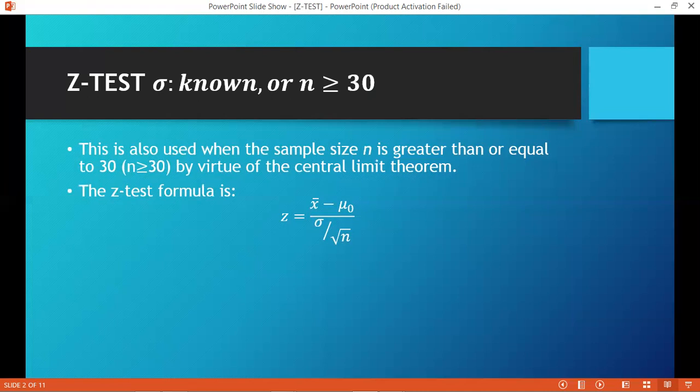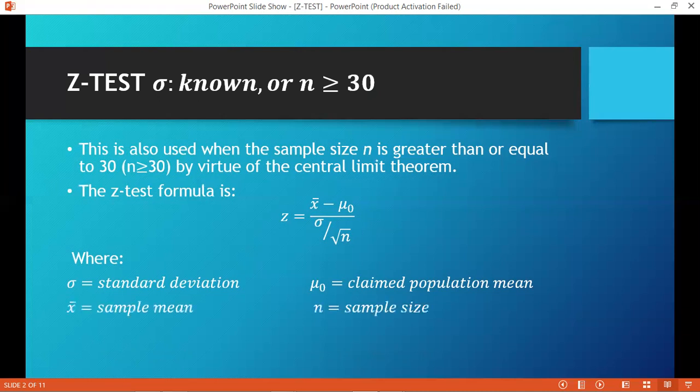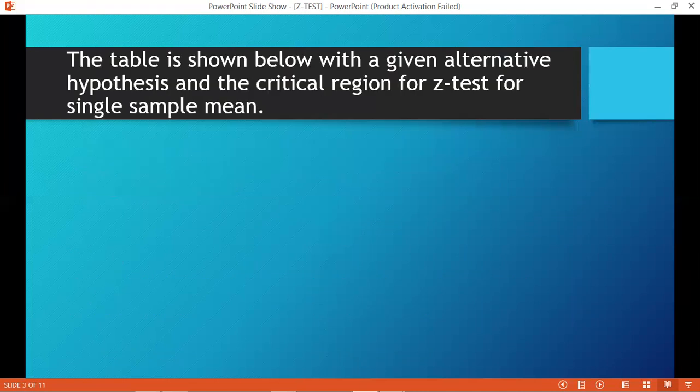The z-test formula is given by z equals the sample mean minus the population mean over the quotient of the standard deviation and the square root of n, where the symbol sigma is the standard deviation. We also have mu sub 0, that is your claimed population mean. We have x bar, that is the sample mean, and our small letter n is the sample size. The table is shown below with a given alternative hypothesis and the critical region for z-test for single sample mean.